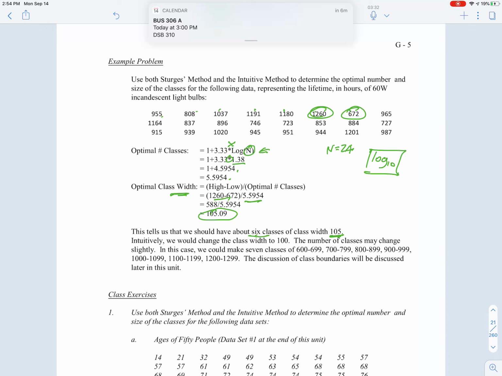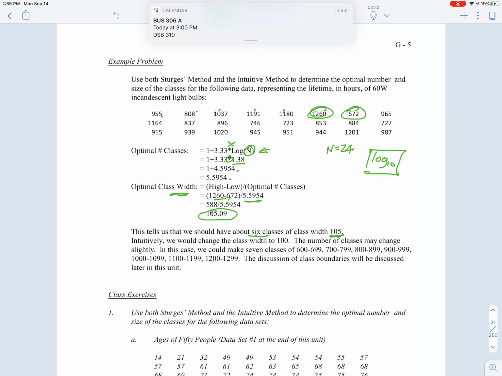Now, this is where we would make some intuitive adjustments. We would say, we don't tend to think in terms of widths of 105, so we're going to change this into class widths of 100. So we'll probably have about 6 classes. There might be less and so on like that. Could be a little more, but it should be around 6 classes of width 100.